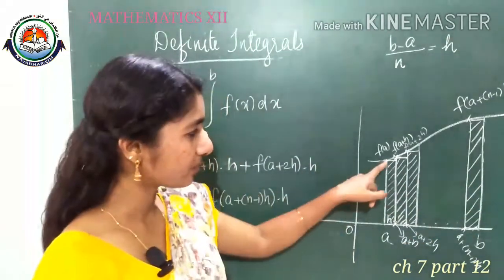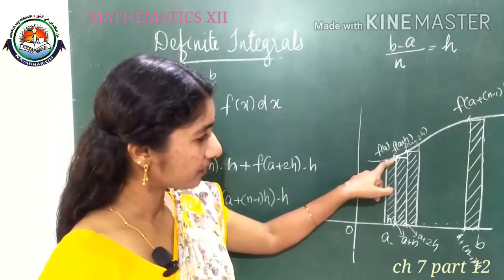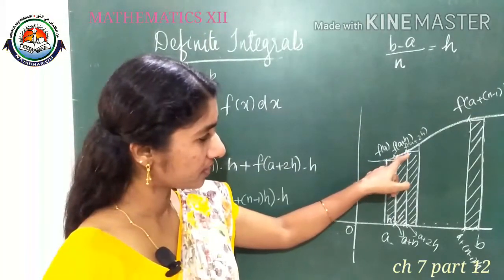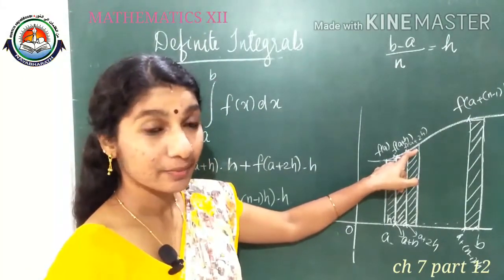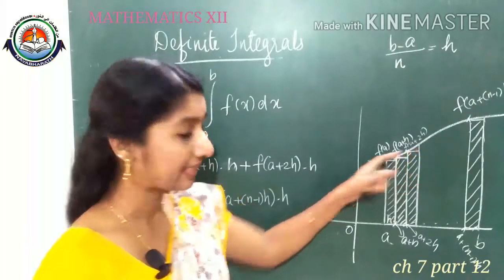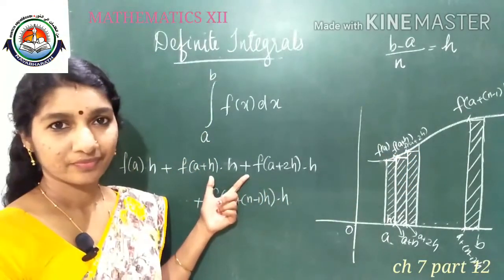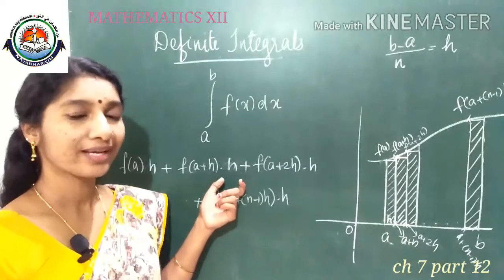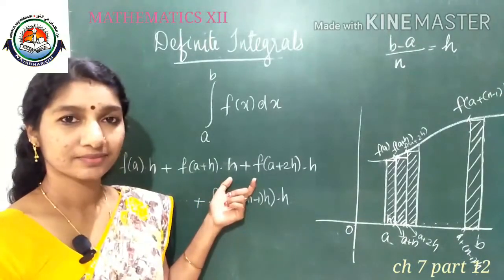Not okay. See, some portions are missed. See, here one portion is not shaded, here one portion is not shaded. Under the curve, some portion is not included in this sum. So how can we rectify that error?